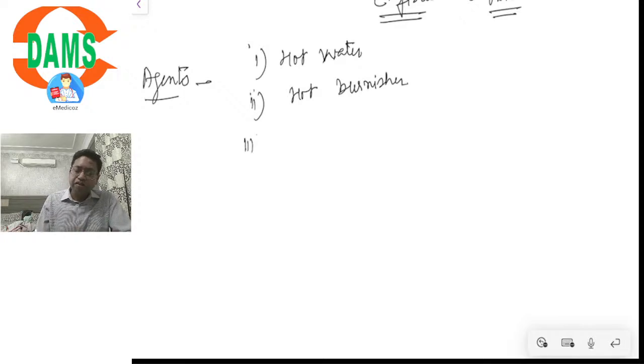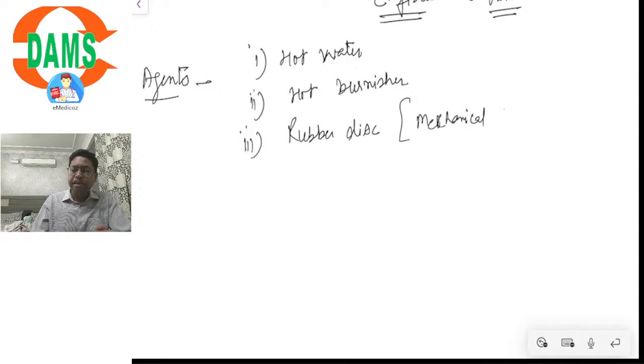Then we can use a rubber disc rotated against the tooth, that is called mechanical energy. Mechanical heat is applied. Okay. Or we can use heated gutta percha.